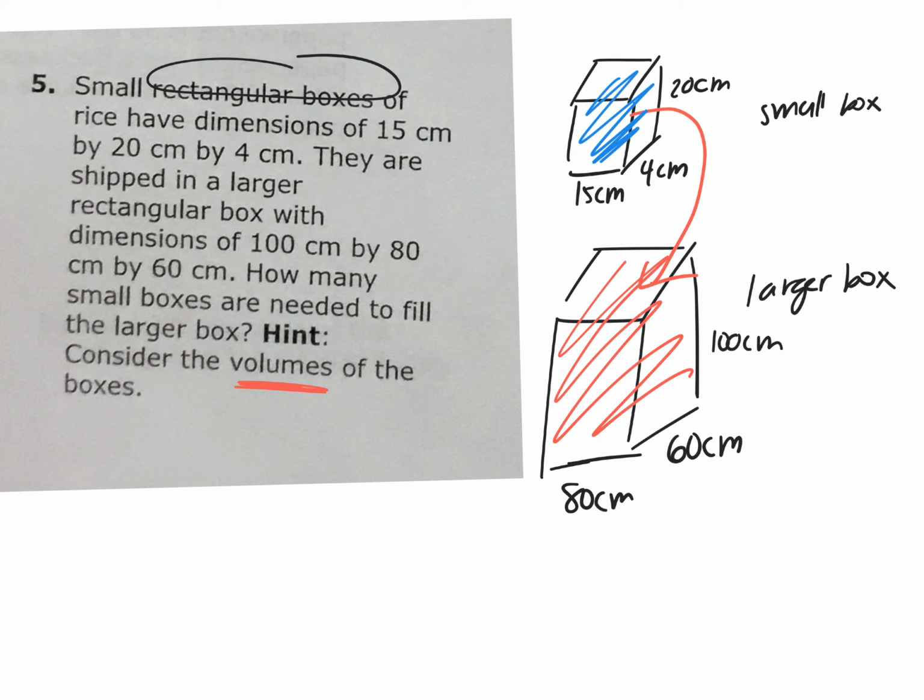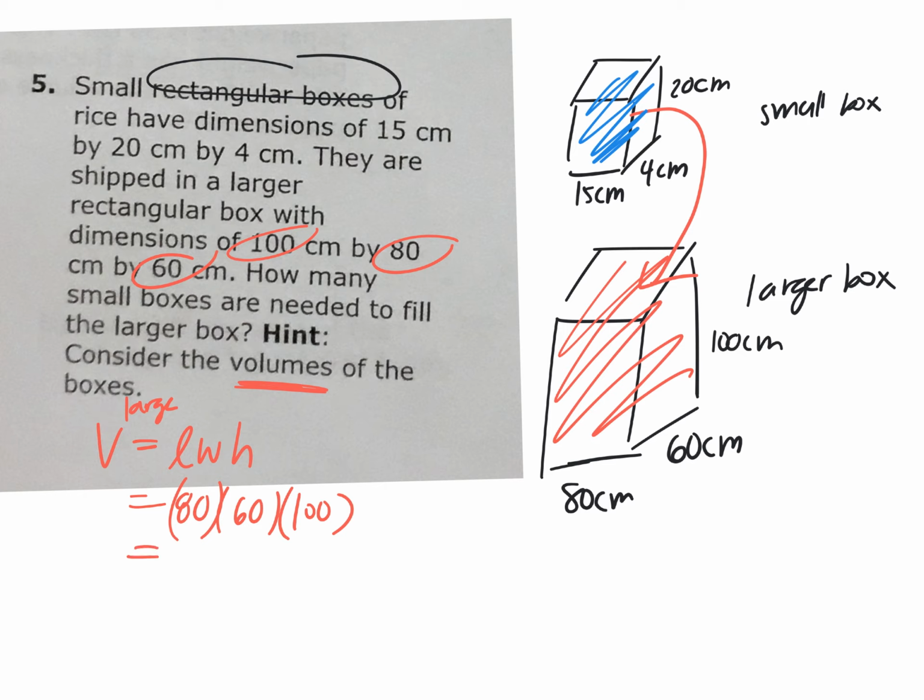So let's find the volume. Let's do the large box first. What's the volume of a rectangular prism? Length times width times height. So just multiply the numbers together. 80 times 60 times 100. This is the large box. It doesn't matter what order you multiply it in. You could have done 100 times 80 times 60. We're calculating the volume.